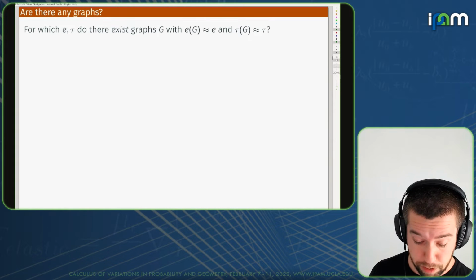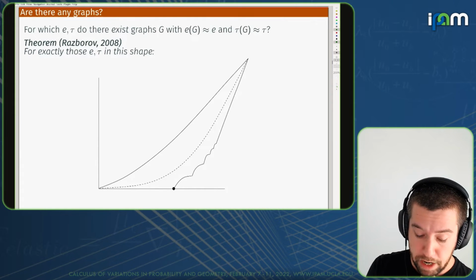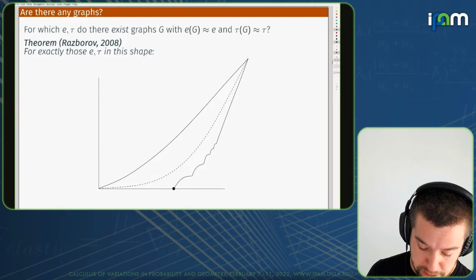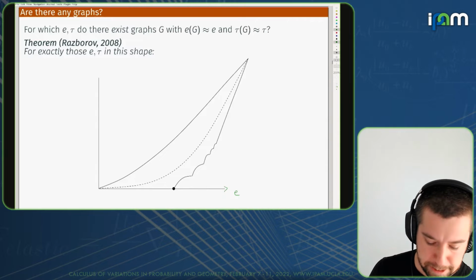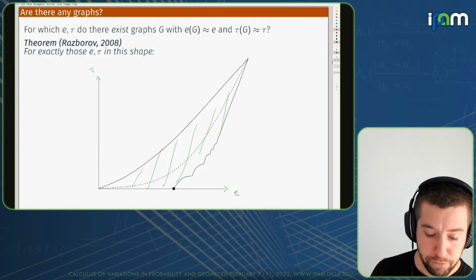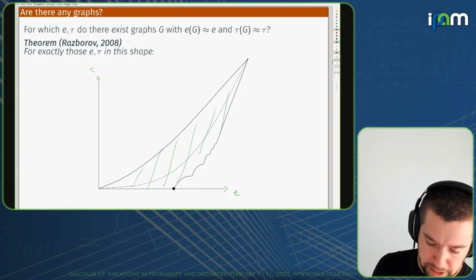This was actually a hard problem in itself. It was a classical problem in extremal graph theory, solved in 2008 by Razborov. I have drawn the picture very much not to scale, just to emphasize certain features. The horizontal axis is the e-axis, and the vertical axis is the tau axis. This region is the region of parameters (e, tau) for which there exist graphs with those parameters. I've drawn in a dotted line a very important curve, which is tau equals e cubed.